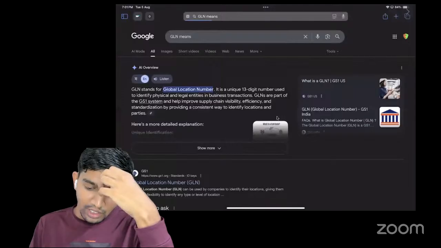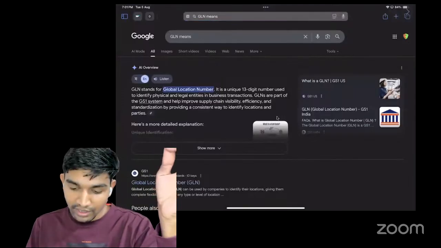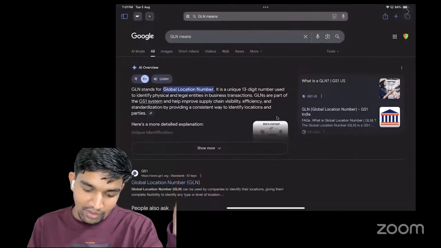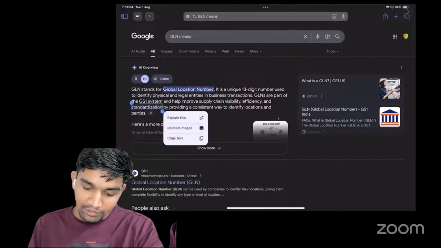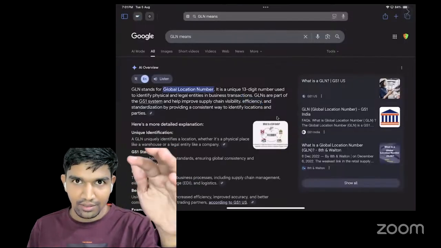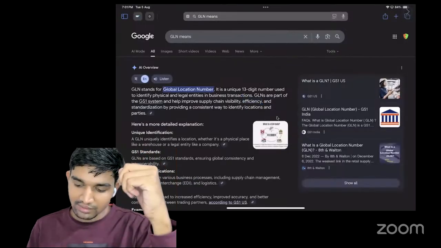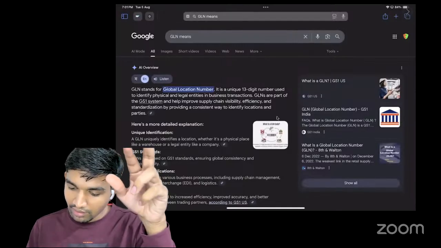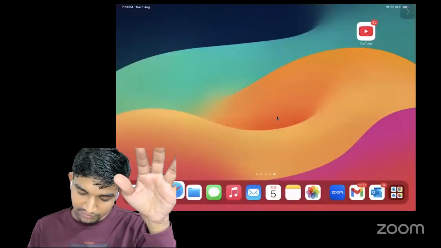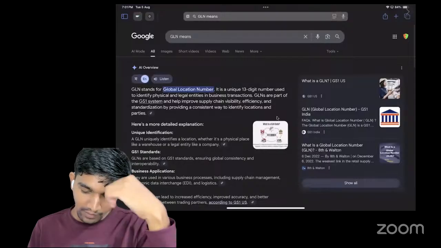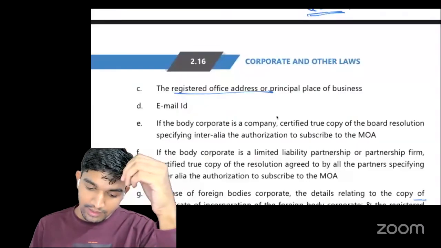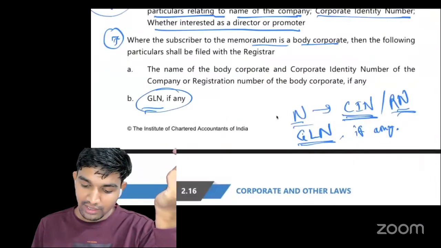GLN means Global Location Number, a unique 13-digit number used to identify physical and legal entities in business transactions. GLNs are part of the GS1 system and help to improve supply chain visibility. I think you come across a GLN number in, say, Amazon. Amazon will ask for a GLN number. I think I had come across this number. Okay, so GLN is this Global Location Number. GLN, if any.